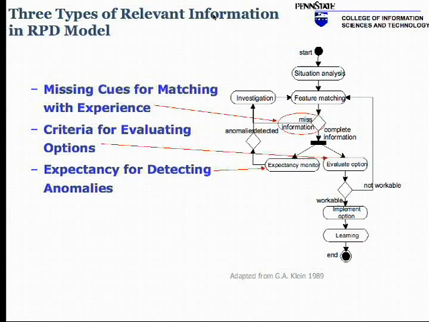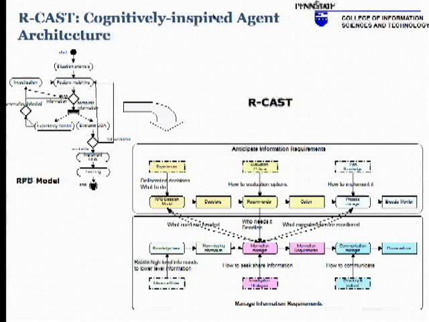Now, RPD is a cognitive model. So taking those concepts and realizing them in a computational model requires mapping the constructs in cognition into computational components, infrastructure, and inference capabilities.